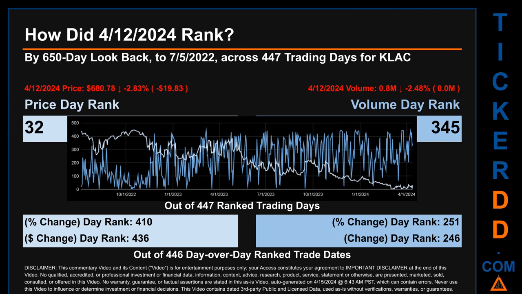The price's day-over-day percentage change, dropping minus 2.83% on the 12th of April 2024, had a day rank of 410, while its dollar difference of minus $19.83 had a rank of 436 when compared day over day across 446 trading days. Volume's percentage change and difference were ranked respectively at 251 and 246.